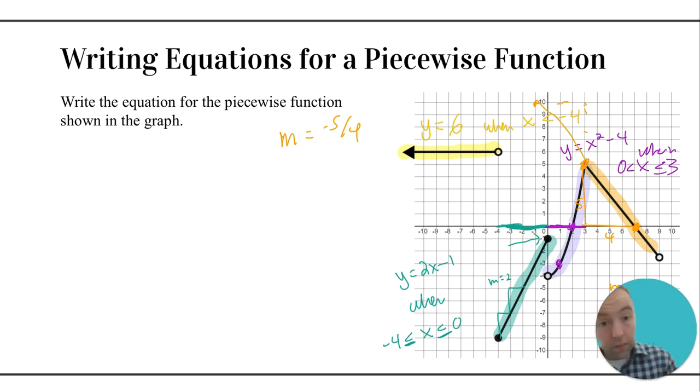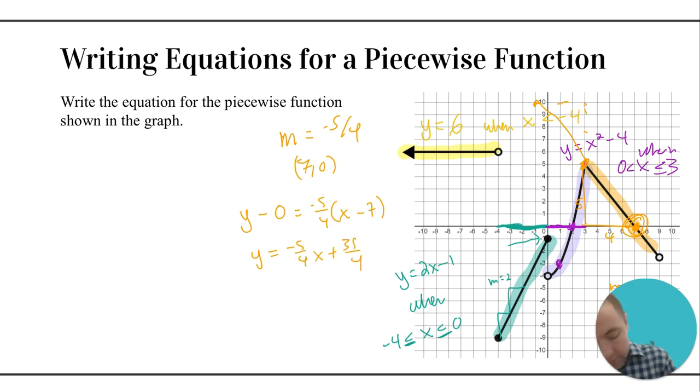So what we could do is write this in point slope form to solve for the exact y-intercept. Since we know the slope is -5/4, we could use this point that's on the graph, 7, 0. Then if we put this in point slope form, y minus 0 equals -5/4 times x minus 7. And then we could use the distributive property and get -5/4 x plus 35/4. That would be the equation for that piece, right?